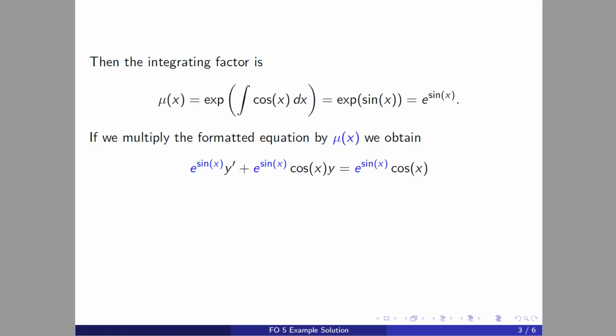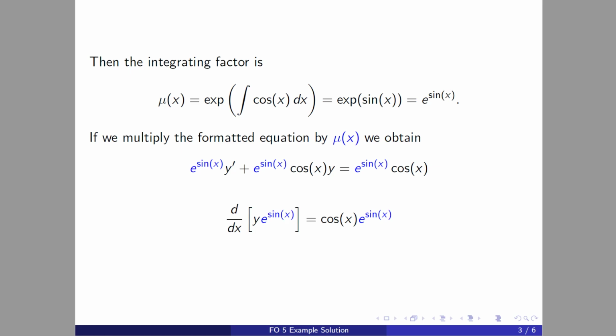And this turns the left-hand side into an instance of the product rule, y times e to the sine of x. If you were to take the derivative of y times e to the sine x, you would get e to the sine x times y prime, plus y times the derivative of e to the sine of x, which is e to the sine of x times cosine x, which is exactly what we have on the left-hand side. Alright, this is what allows us to actually solve the problem.